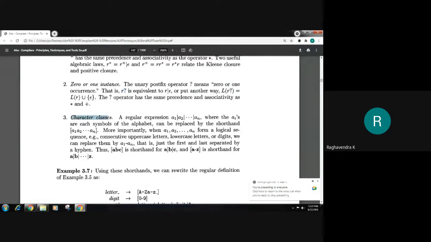Then we have the character classes which we are using. For example, instead of using this notation or this regular expression, we have an alternative of using the character class and writing shorthand forms for expressions like this. Okay, so these three are also available.